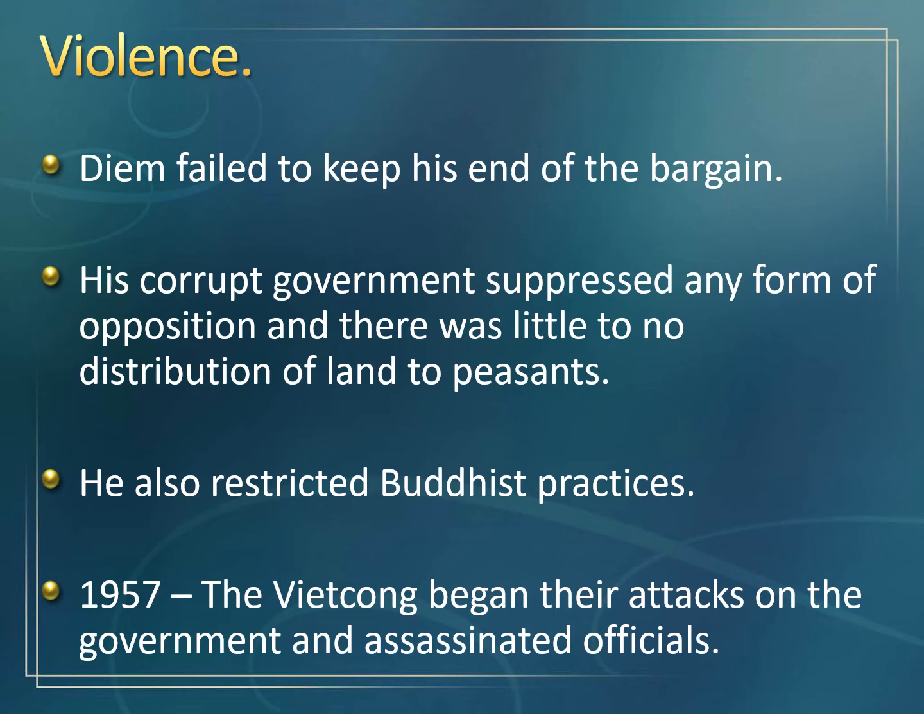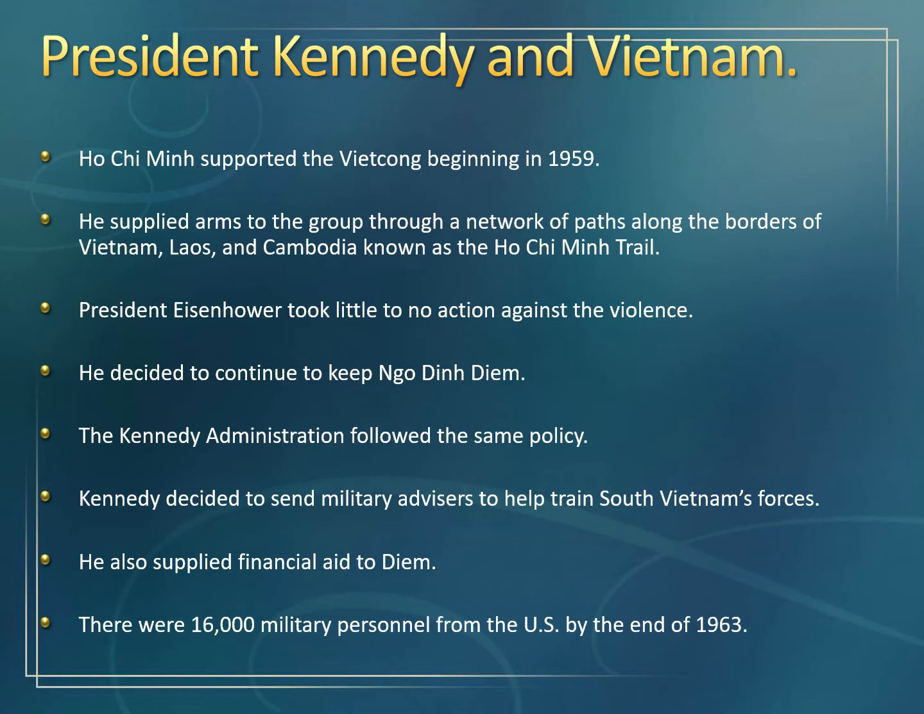And in 1957, the Viet Cong began their attacks on the government and assassinated officials. Remember, the Viet Cong are people in South Vietnam who are communists and opposed to the South Vietnamese government. So they began attacking the government and assassinating officials. Ho Chi Minh began supporting the Viet Cong in 1959. He supplied arms to the group through a network of paths along the borders of Vietnam, Laos, and Cambodia, which became known as the Ho Chi Minh Trail.